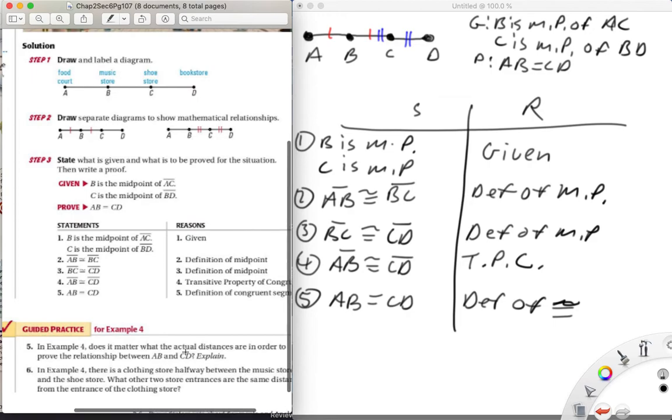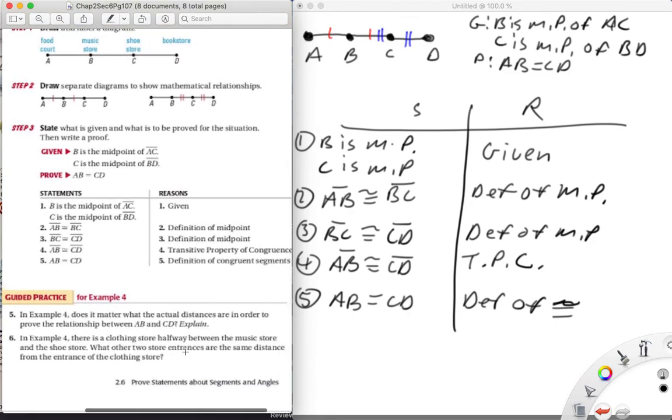They have some sort of thought questions here. So question 5 says, does it matter what the actual distances are in order to prove the relationship? And the answer is no, because since we're dealing with congruency, we could turn congruency into equality, so we don't have to actually have an actual number to explain that they're equal to each other. And we use the proof to show that that's not the case. We do not need numbers.